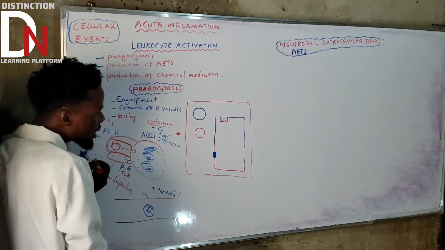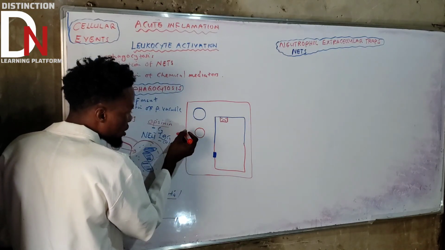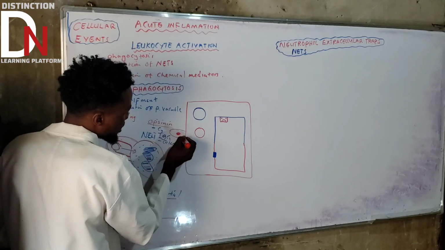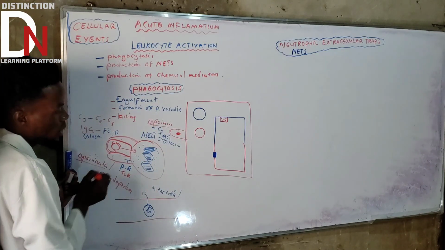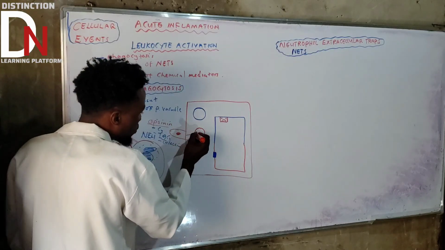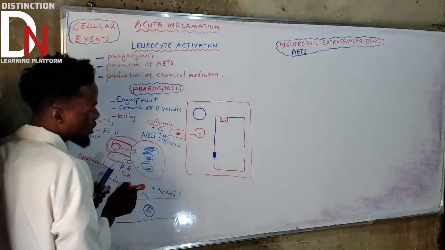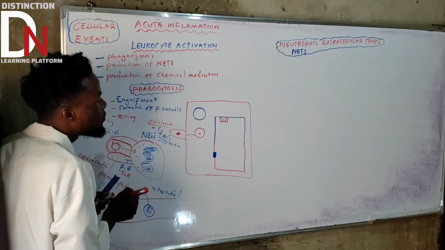Okay, which was initially outside, now it will enter into the cytoplasm, because there were pseudopodia that extended like that and completely surrounded the bacteria. This bacteria will enter into this vacuum. What do we call that vacuum? We call it the phagocytic vacuum.